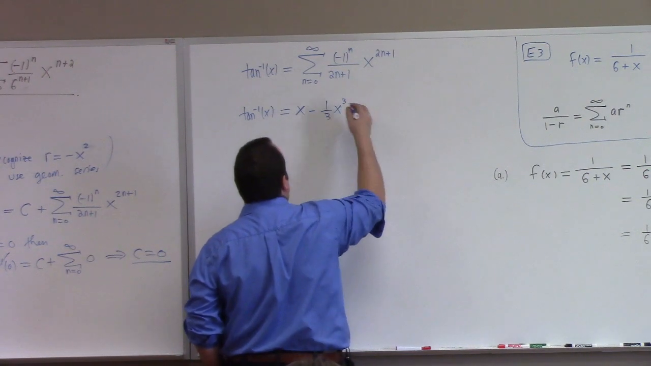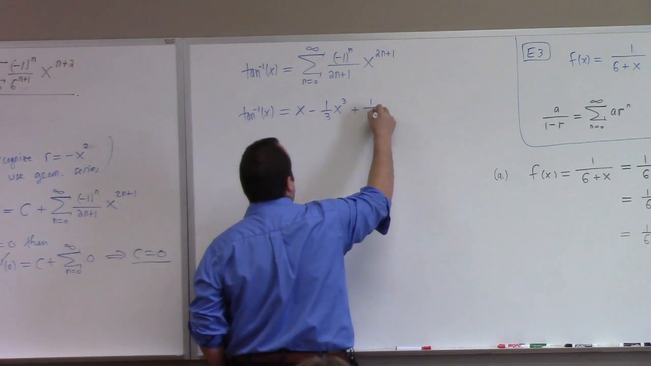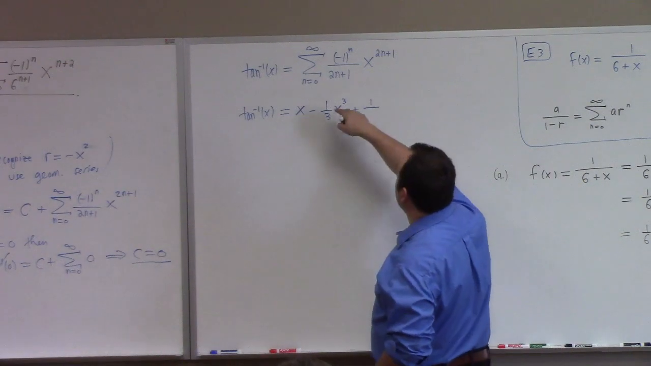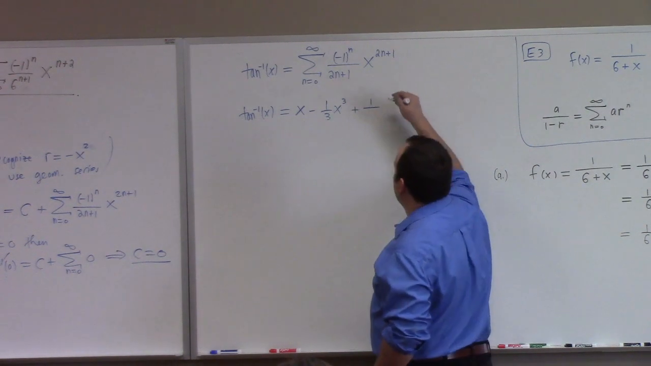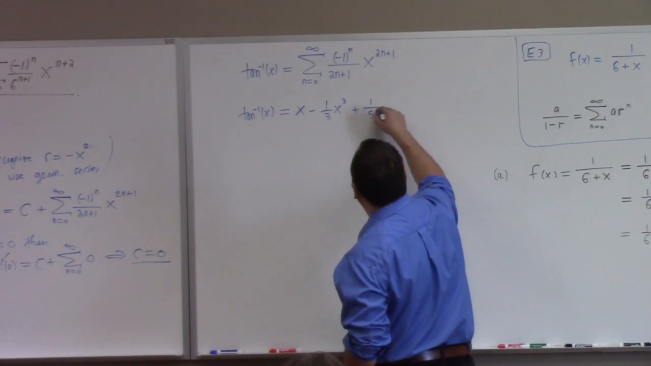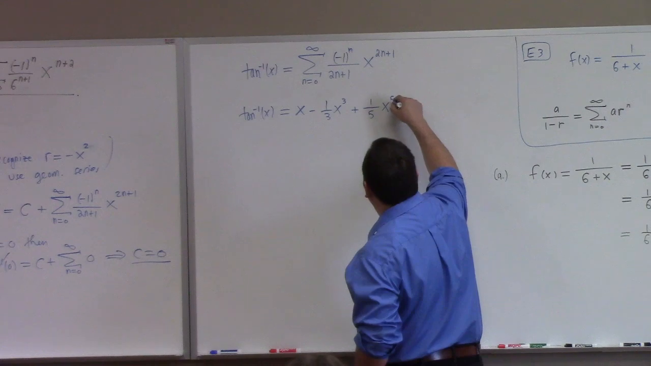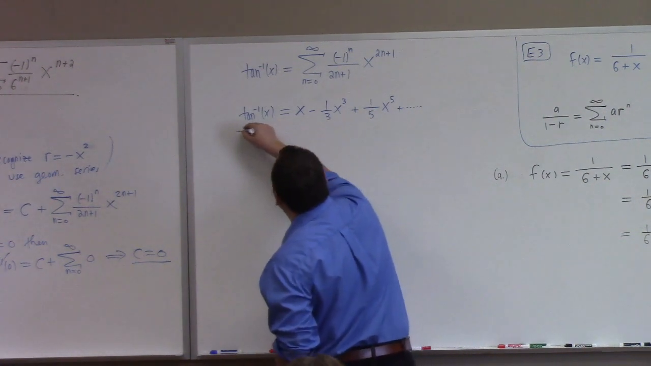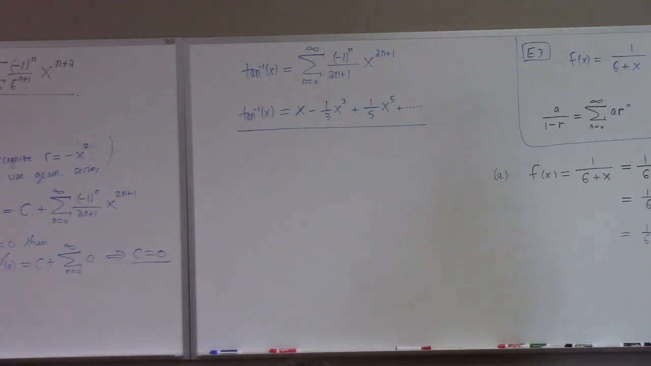What's the next term? Plug in n equals 2. 2 times 2 plus 1 is 5. So I get 1/5 x to the 5th. So this answer is kind of odd, right? I'm sorry, that's awful. I apologize. But there you go. That's the power series for inverse tangent.